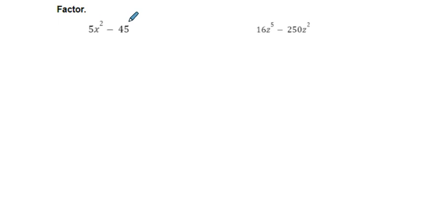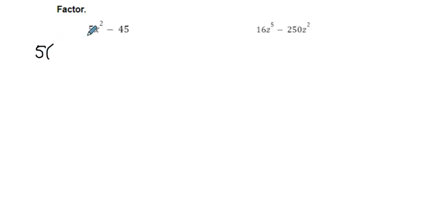So here's what we've got. We've got 5x squared minus 45. Hopefully you recognize that there's a 5 there and there's a 5 there. So let's factor that 5 out and see what happens. A lot of times factoring is just trial and error. Pull stuff out, see what happens, and if you can go from there, great. And if you can't, well, there you go. So let's pull a 5 out.